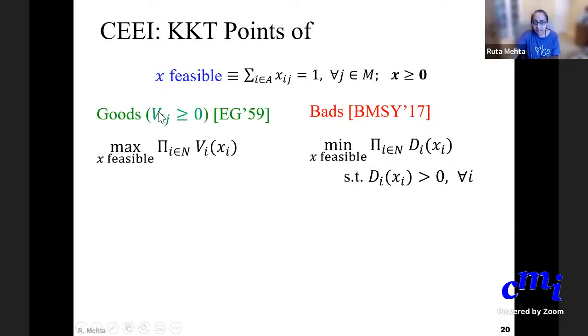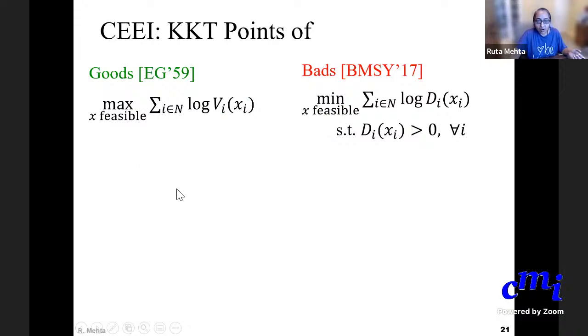In contrast, for goods, when you try to solve the problem, there's a remarkable similarity. It's called the Eisenberg-Gale convex program. You maximize the product. That's it, and you don't have any greater-than-0 type of constraint. So it's exactly the same: instead of minimizing, you maximize. That's it.